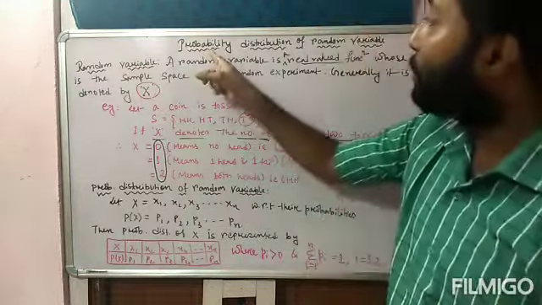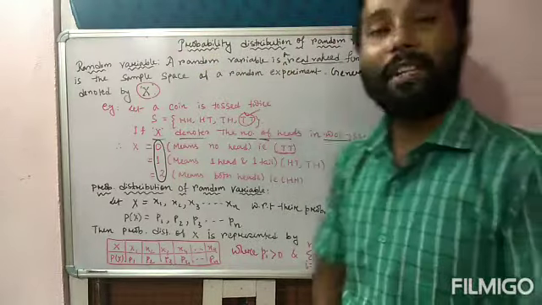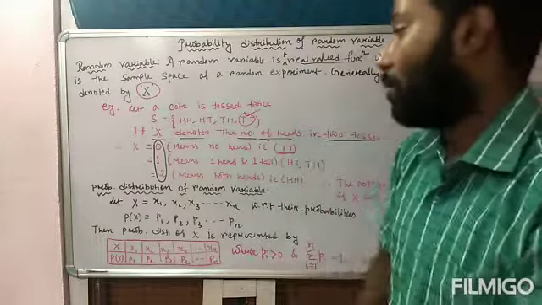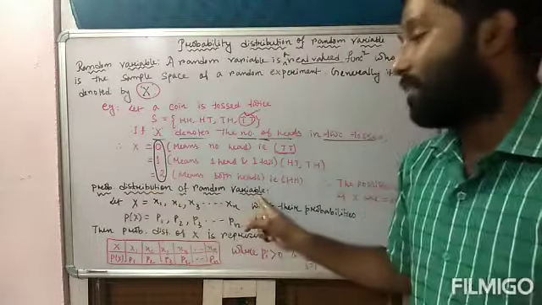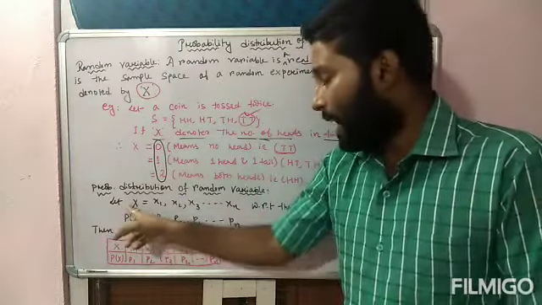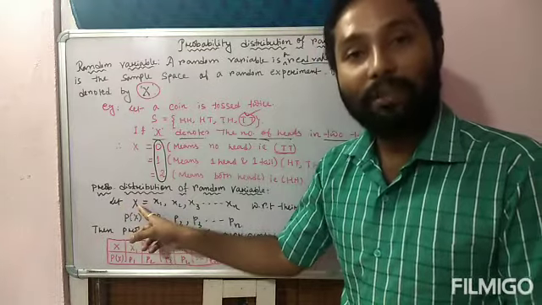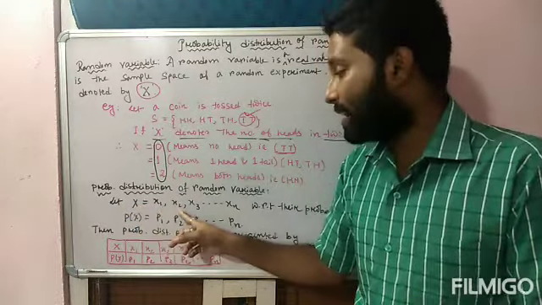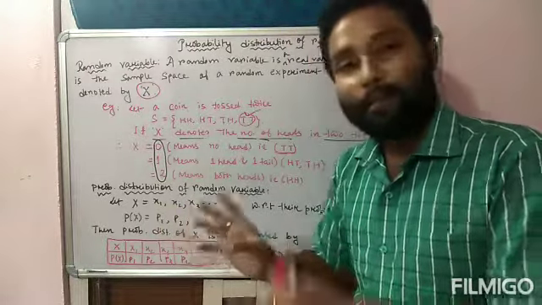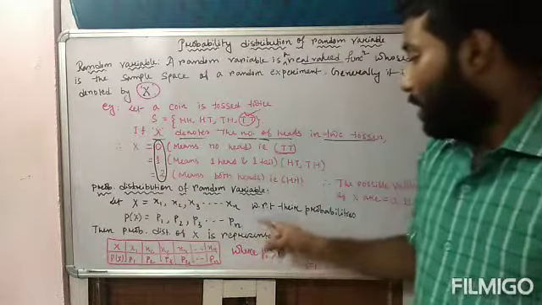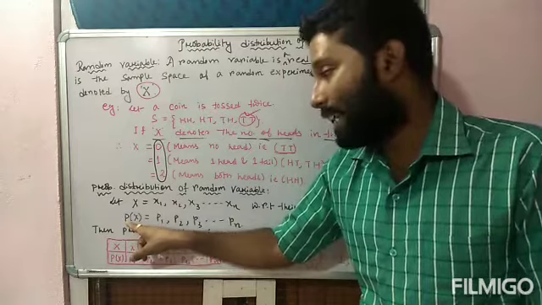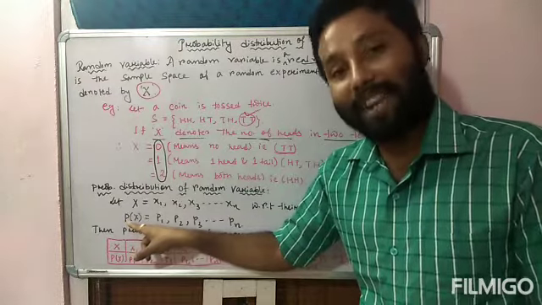So in the heading it was given probability distribution of random variable, right? So now what is the probability distribution? Now check probability distribution of random variable. That is why I first explained random variable. So let X be the random variable which takes values x1, x2, x3 up to xn. That means there are n number of real values. Okay, with respect to their probabilities, the probability of the random variable is denoted by p of x.